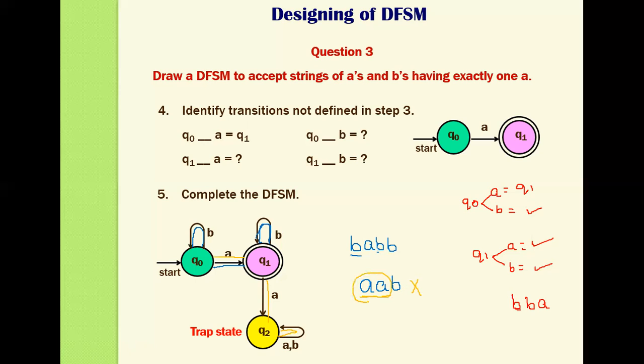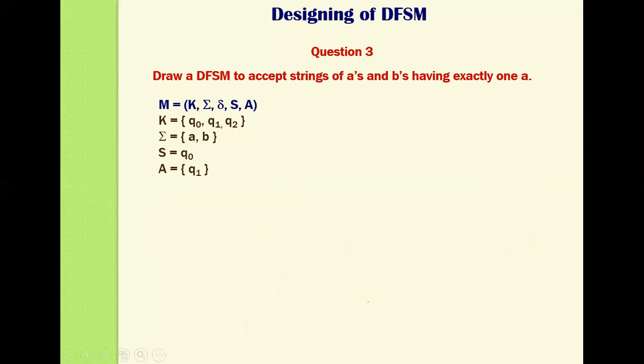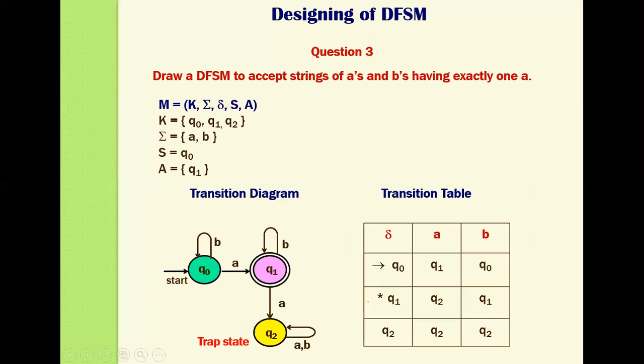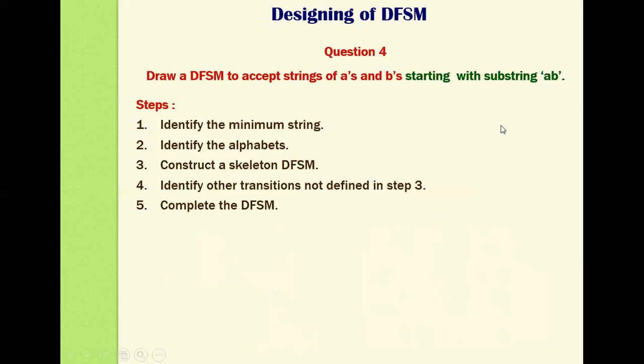Okay, I hope the point is clear now. So you need to write down the M definition, and then the transition table. In the transition table, Q0 is the start state, Q1 is the final state, and Q2, though it is a trap state, you have to make a note of it here. And then upon A and B, what is happening? So this is your one question. Now let's go with the fourth question.